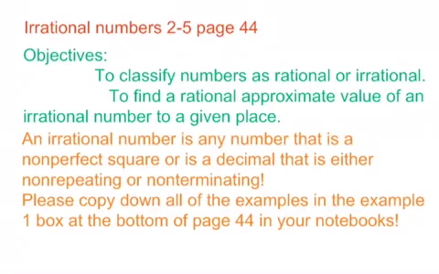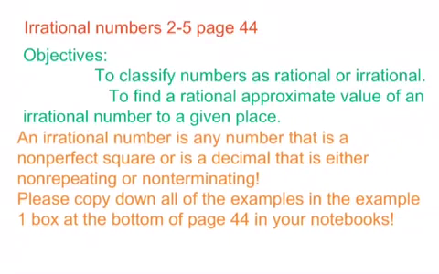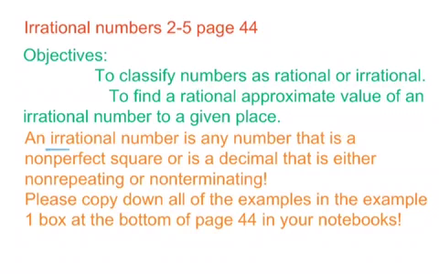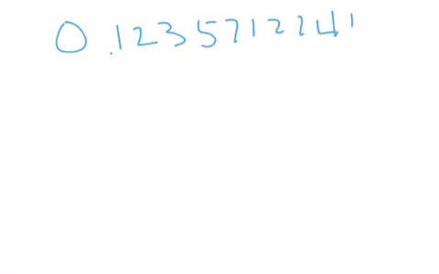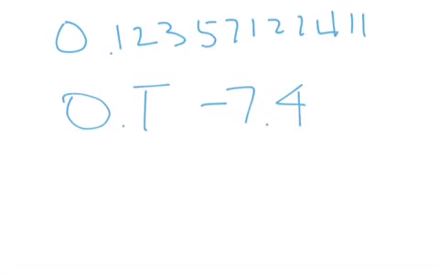Okay? An irrational number, which you see right here, is any number that is a non-perfect square or is a decimal that is either non-repeating or non-terminating. So for that, you're going to see something like 0.12357124111. Okay, that's non-terminating and non-repeating, so that number would be irrational. A rational number would be something like 1, or 0.1 repeating, or 7.4. That's a terminating decimal. It could also be negative 7.4.